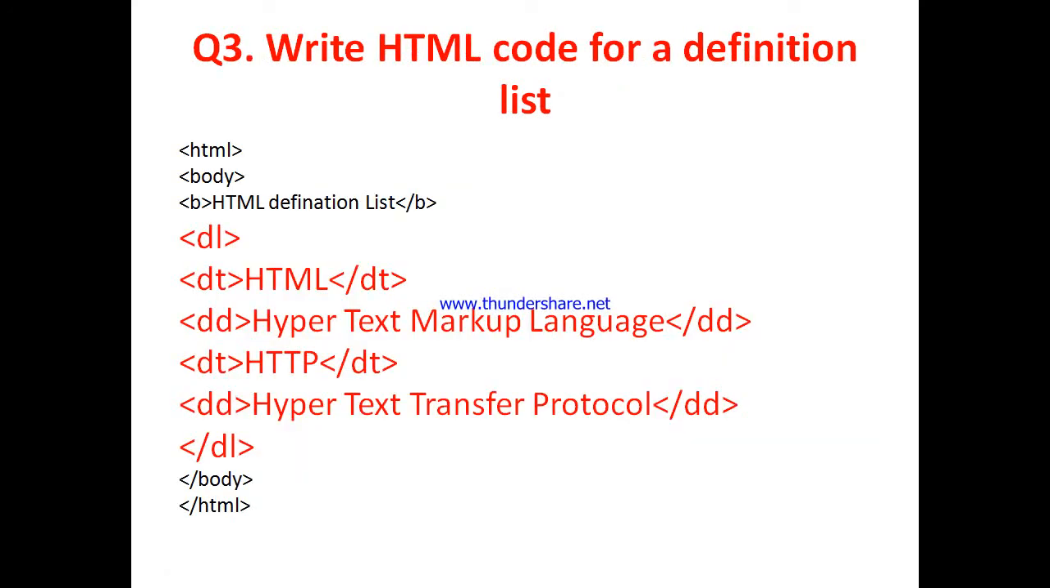Now the last question: write HTML code for the definition list. Whatever example I told you before these slides, the same example I have written here. Now the DL tag, that is the definition list tag. Here the DT tag, the definition term, is defined. Here the definition detail is defined. Again the definition term is defined, again the definition detail is defined. Okay, so this is the HTML code for the definition list.